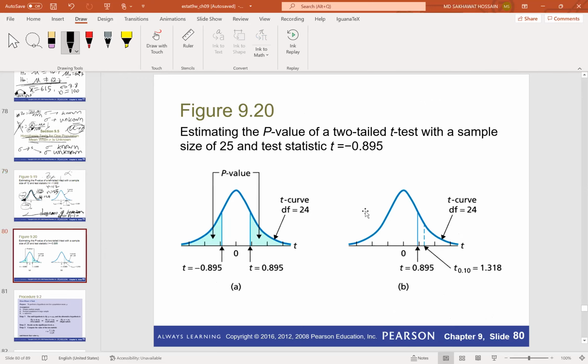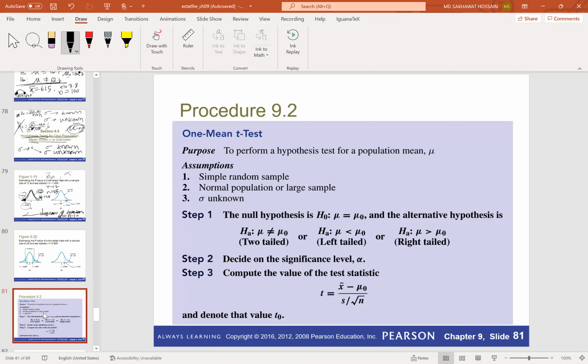Similarly for the two-tailed test, we'll have two critical values. The idea is exactly the same as the z-test. The only difference is that you will be using the t-table to find the critical value and p-value in this case. In the previous case, we used the z-table or z-distribution to find the critical value and p-value.